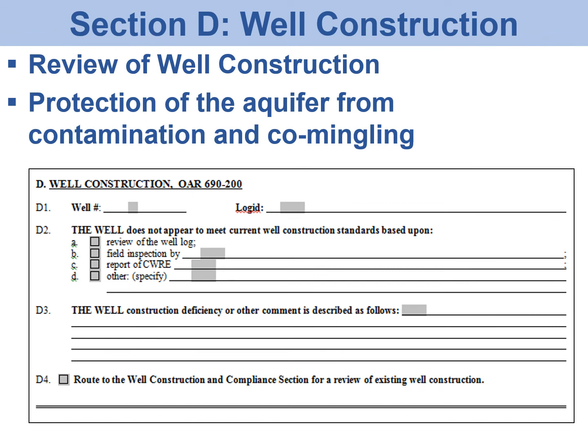So moving on to the final section, Section D on well construction. So we always take a look at either proposed well construction or the construction of existing wells. If somebody's applying for a new well, we want to ensure that we're protecting the aquifer from contamination and commingling. So we have a brief review here to make sure that the well meets current well construction standards. And if we find a potential issue, we'll mark that on this form and forward it to the well construction and compliance section to Joel Jeffrey.